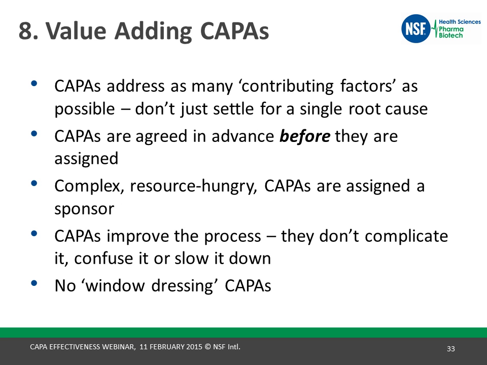Moving on to number eight, best-in-class companies, everyone, have corrective and preventive actions that are value-adding. They address the multiple contributing factors. The actions are agreed in advance before they are assigned. Complex resource-hungry CAPAs are assigned a sponsor to enable the implementation of those.